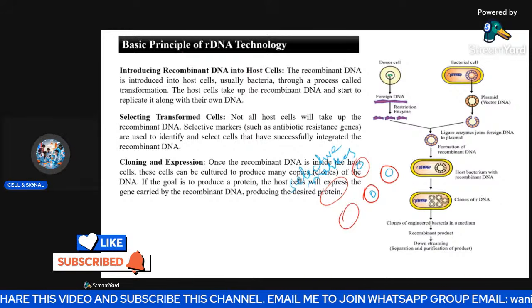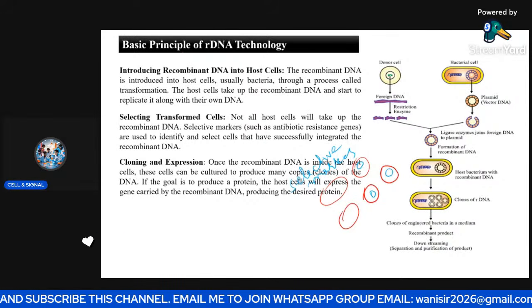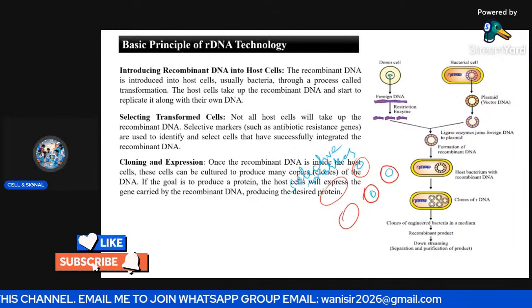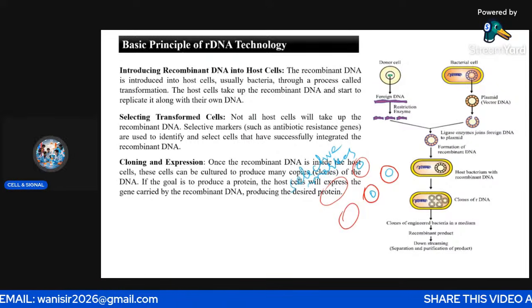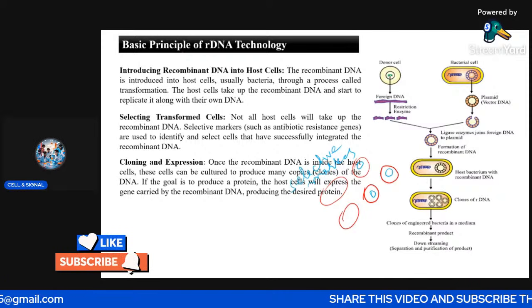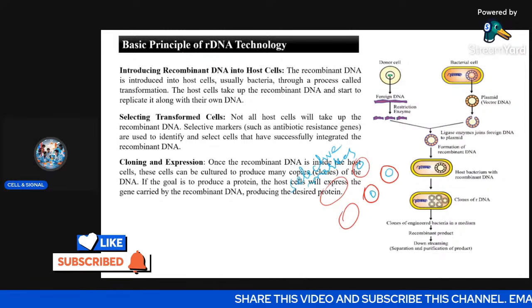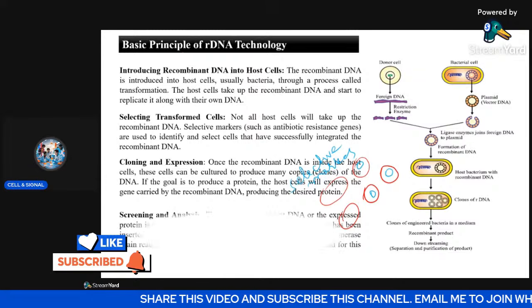Then after that, there is one more thing, that is cloning and expression of the DNA. Once the recombinant DNA is inside the host cell, these cells can be cultured to produce many copies or clones, and if the goal is to produce a protein, the host cell will express the gene carried by the recombinant DNA and produce the desired protein. We will get the desired protein.